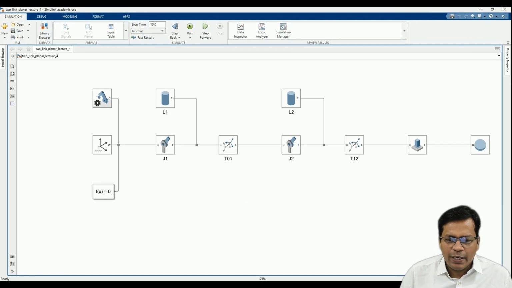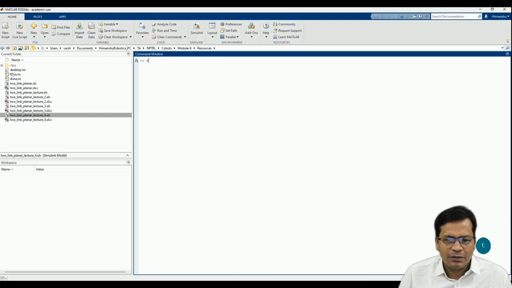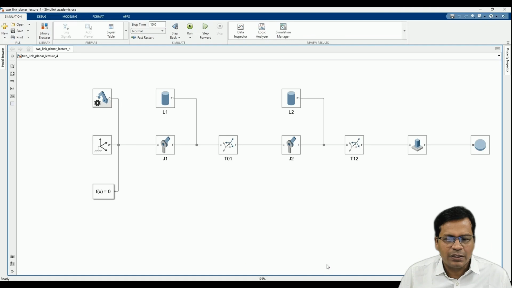I am using the same simulation model. This time again I will create the object, importing the simulation model of the two-link manipulator that we have done earlier. It is the name of the simulation file, two-link planar lecture 4.slx. Import that. It creates the object in the workspace. This is a rigid body tree basically.